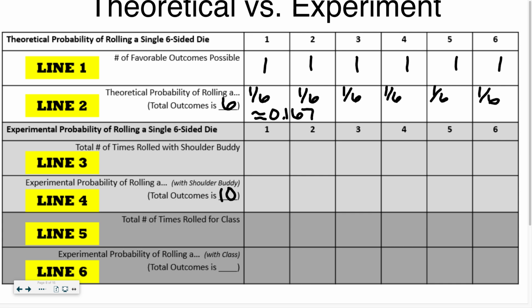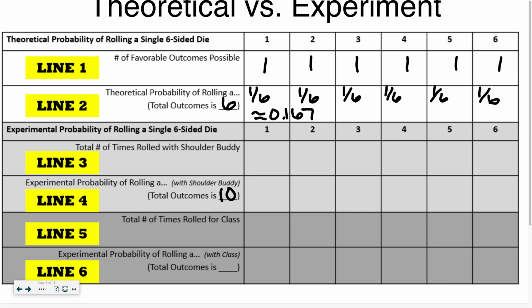If you want to use tally marks, you can for line 3. And then you're going to calculate your individual probabilities down here on line 4. If I rolled a 1 3 times, then it will be 3 out of 10 or 0.3, right? So you'll do that individually with your partner. Then we're going to come back together and get all the data for the class. But for right now, roll it 10 times, no more, no less. If it lands on the floor, just say what it rolled as.